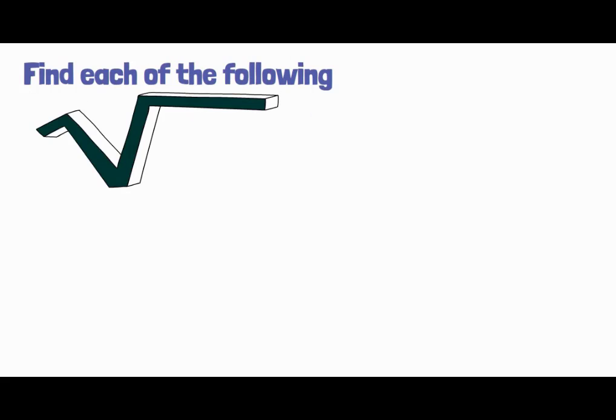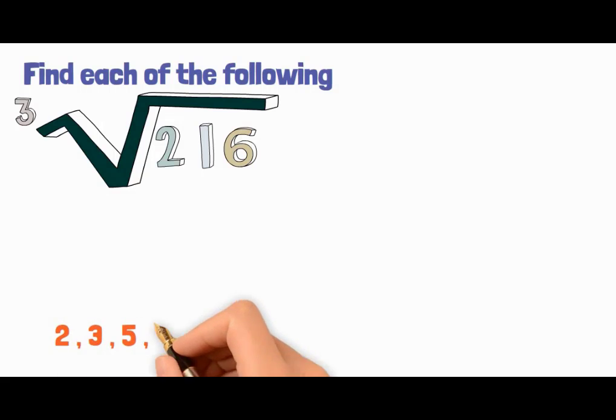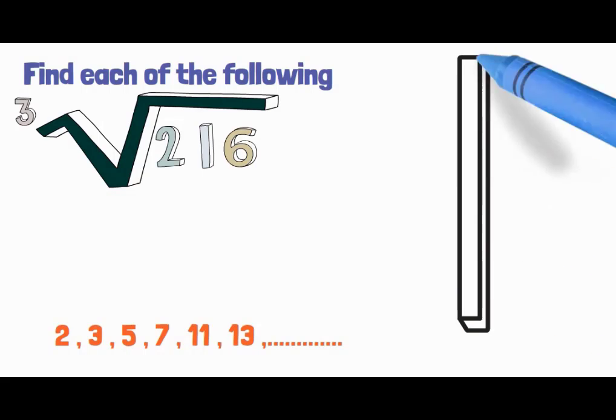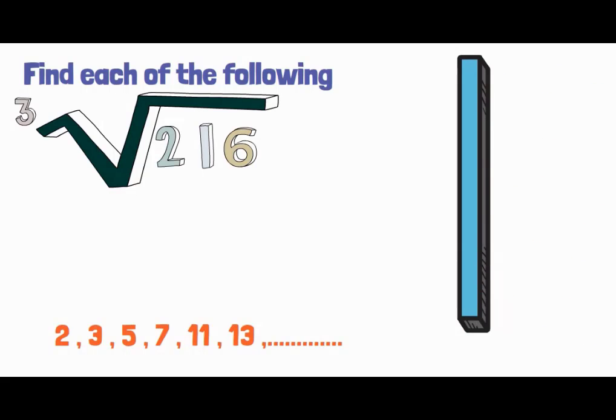Let's learn how we can find the cube root of any number by using steps. Here you want to find the cube root of 216. We will factorize 216 into its prime factors. So we must remember the prime numbers. We will use the lollipop method.